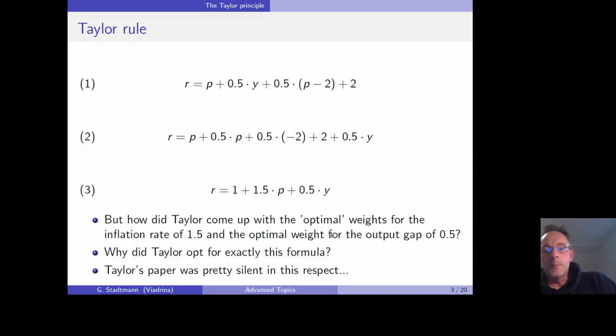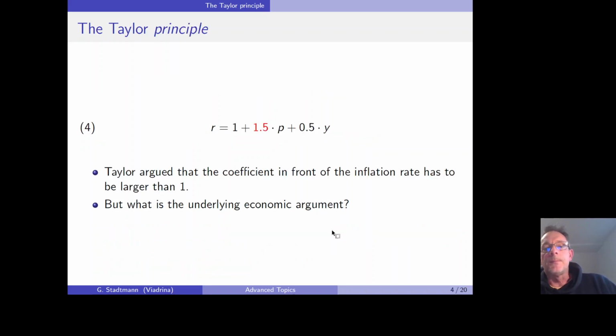Taylor's paper is pretty silent in this respect, and hence we are going to talk about this question in detail during this lecture. In the first step, I would like to talk about the Taylor principle. And Taylor argued that the coefficient in front of the inflation rate has to be larger than 1. But what is the underlying economic argument?